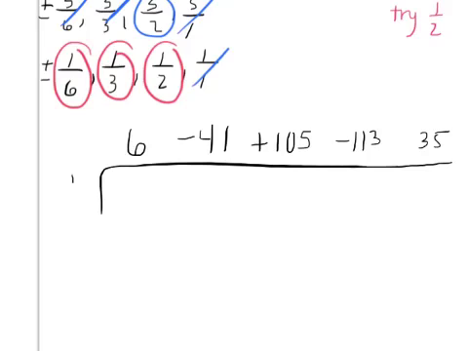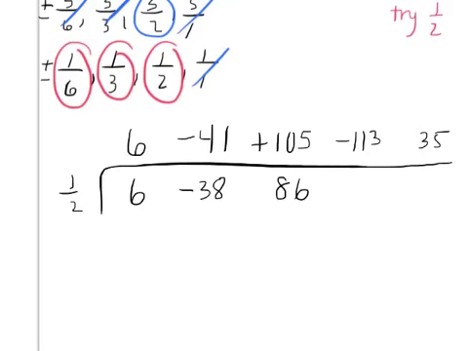And we are testing 1/2. Bring down the 6. Half of 6 is 3. 3 minus 41 is negative 38. Half of negative 38 is negative 19. Negative 19 and 105 is going to give us 86.